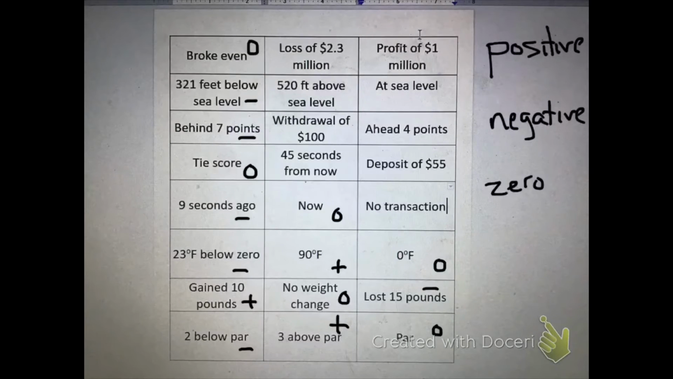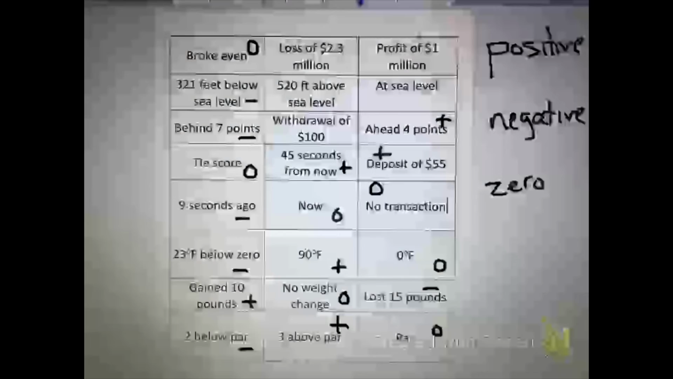All right, transaction. So that's talking about a financial literacy piece, which some kids may not understand depending on their age. So no transaction means that you're not putting any money in or taking any money out of your account. So that's going to be a zero. Deposit, another word that you have to go over with the students, is it's a plus. You're putting money into your account. 45 seconds from now means it's ahead of time. Ahead 4 points. Withdrawal, this is a big one. Withdrawal versus deposit. So kids think withdrawal, oh, it's money in my pocket, but from the bank end, it means it's being taken away.